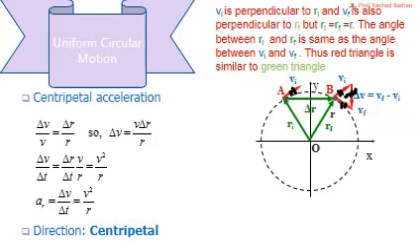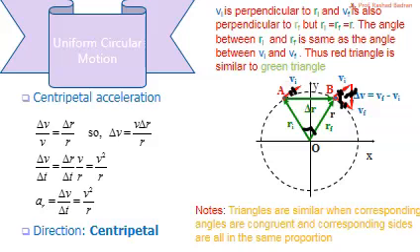So R initial is the same as R final, it equals R. And we have to notice that the angle between R initial and R final is the same as the angle between V initial and V final. In this case, we can say that the red triangle is similar to the green triangle. That's why we can put delta V over V equal to delta R over R, because the two triangles are similar to each other.